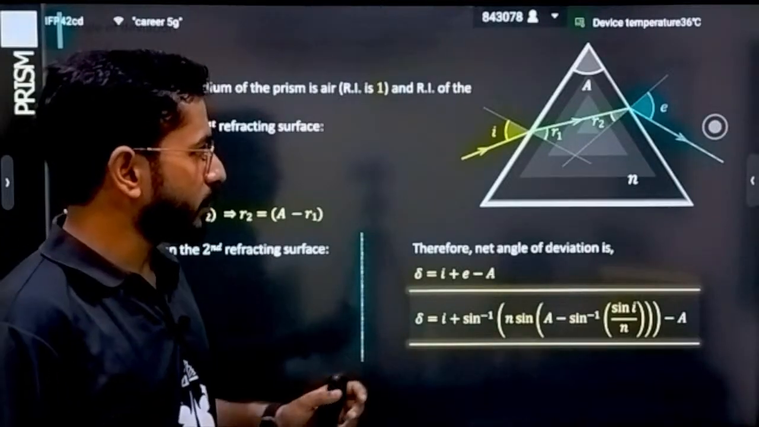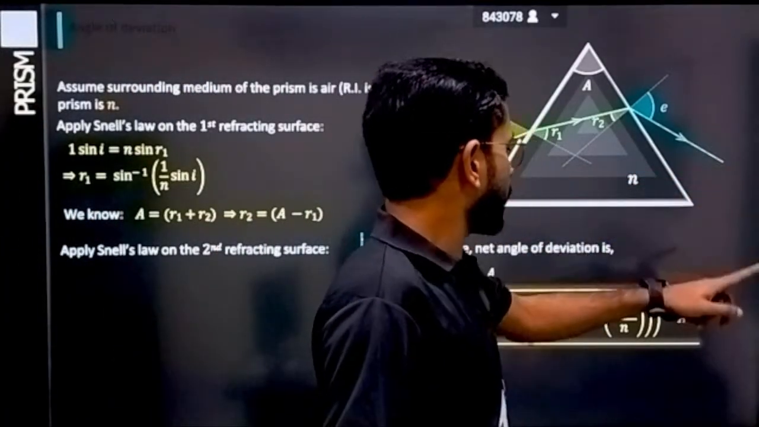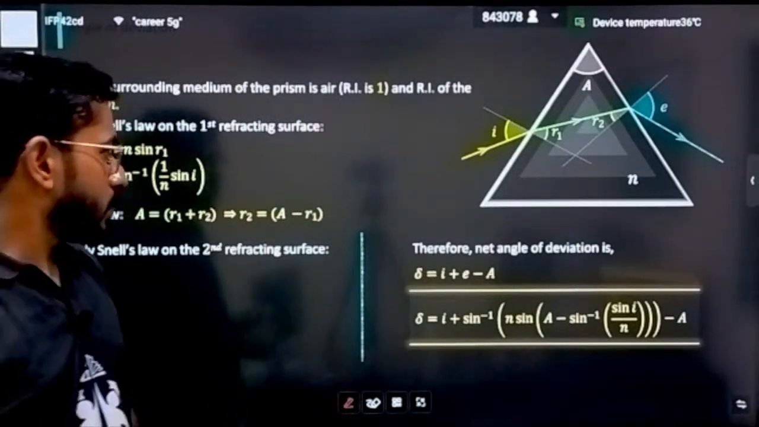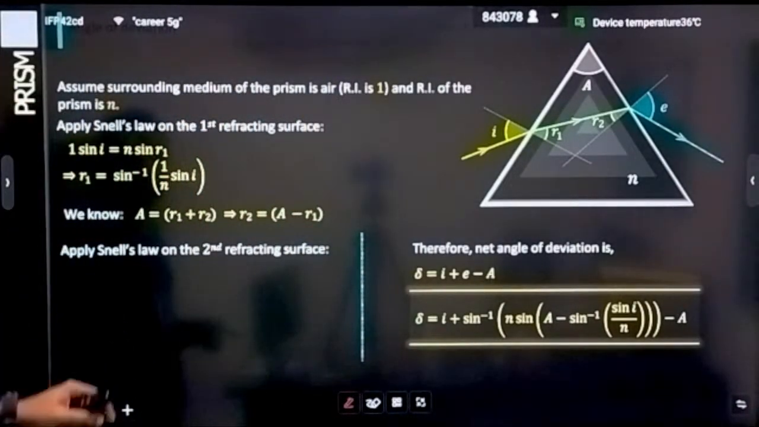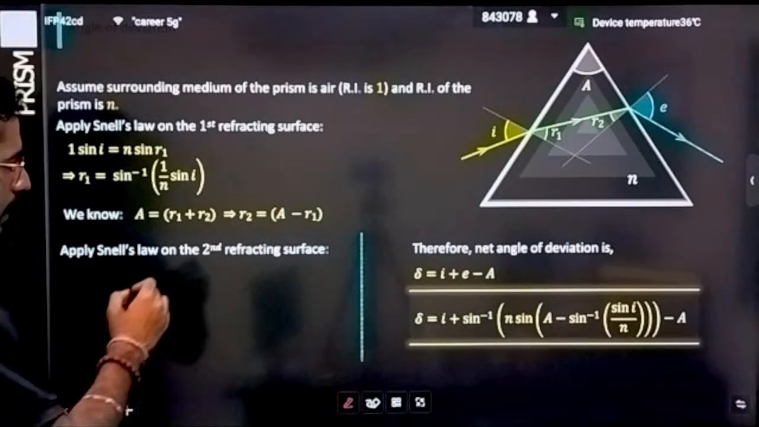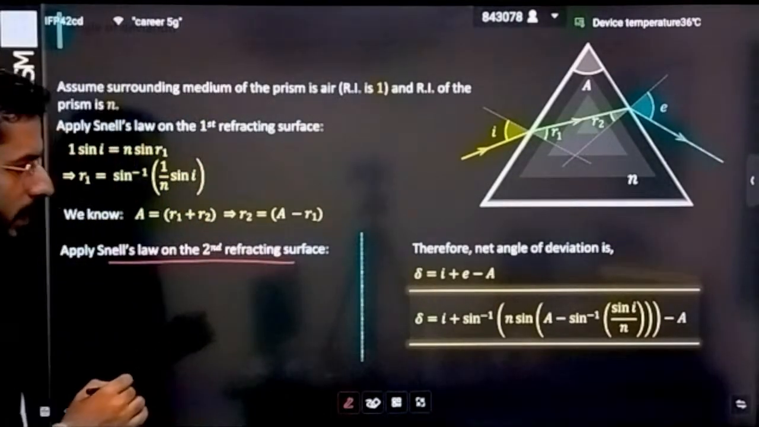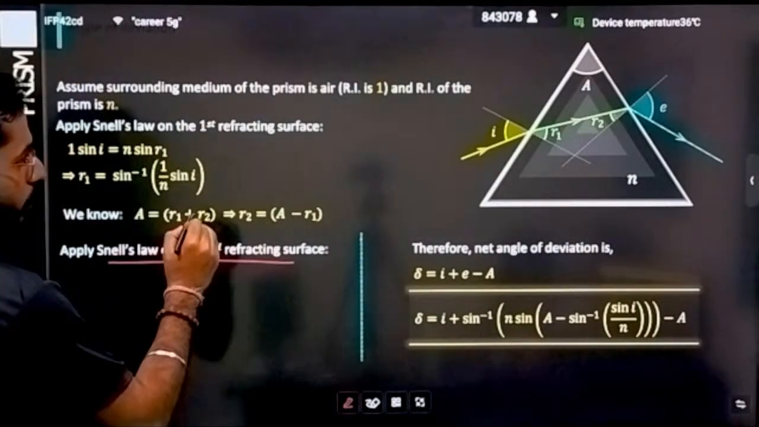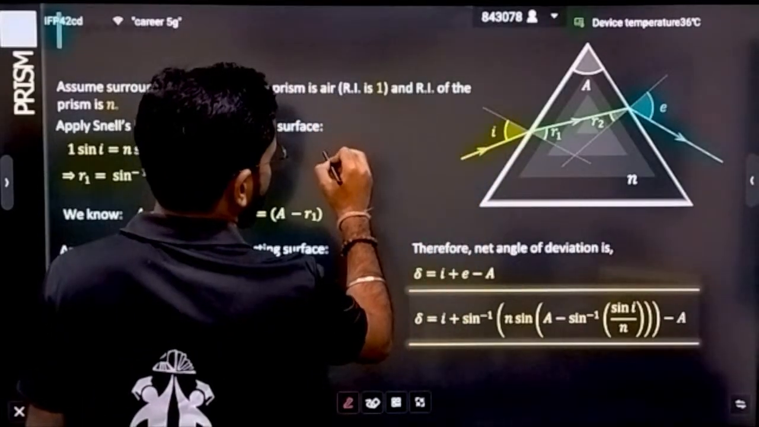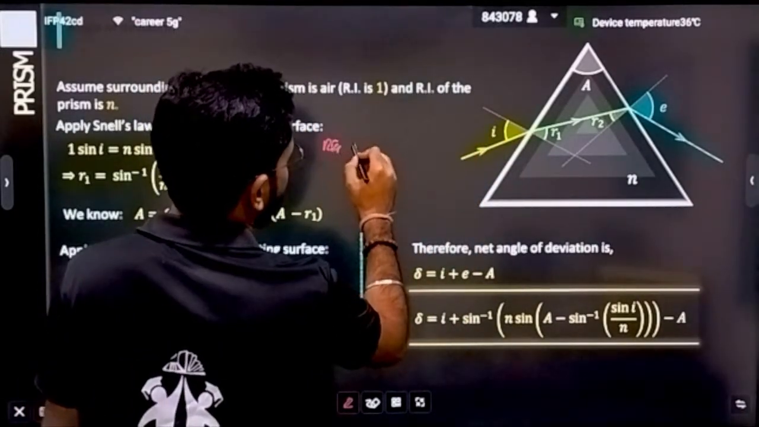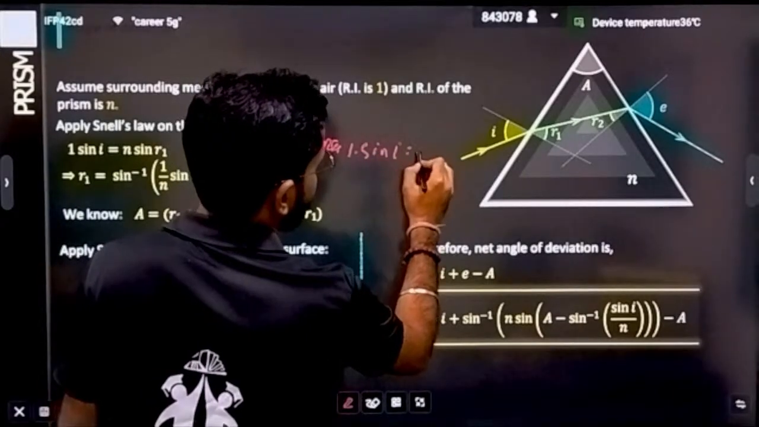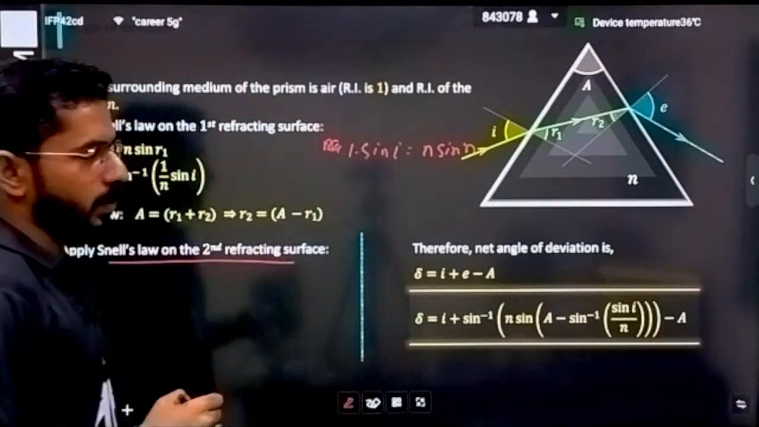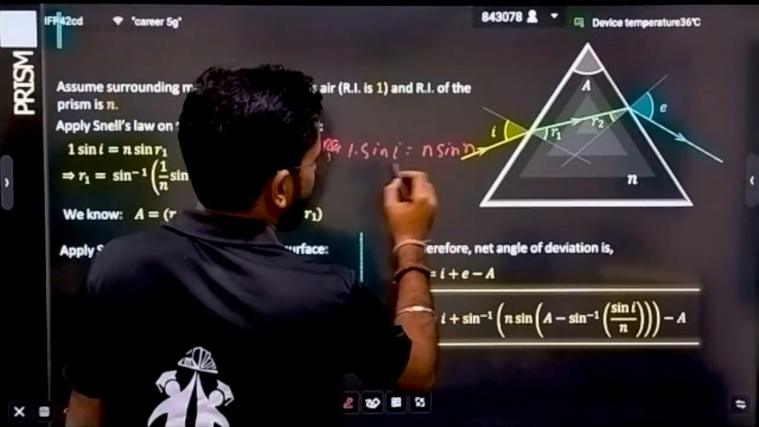Let's suppose now I have to plot a curve between angle of deviation and I, for a prism. So how can I find the relation? Let's see. Firstly, apply Snell's law on both the surfaces. Here, what will we write? N1, or directly, if it is given as air, 1 into sine of I is equal to n times sine of R1. Fine. And then you will write what?